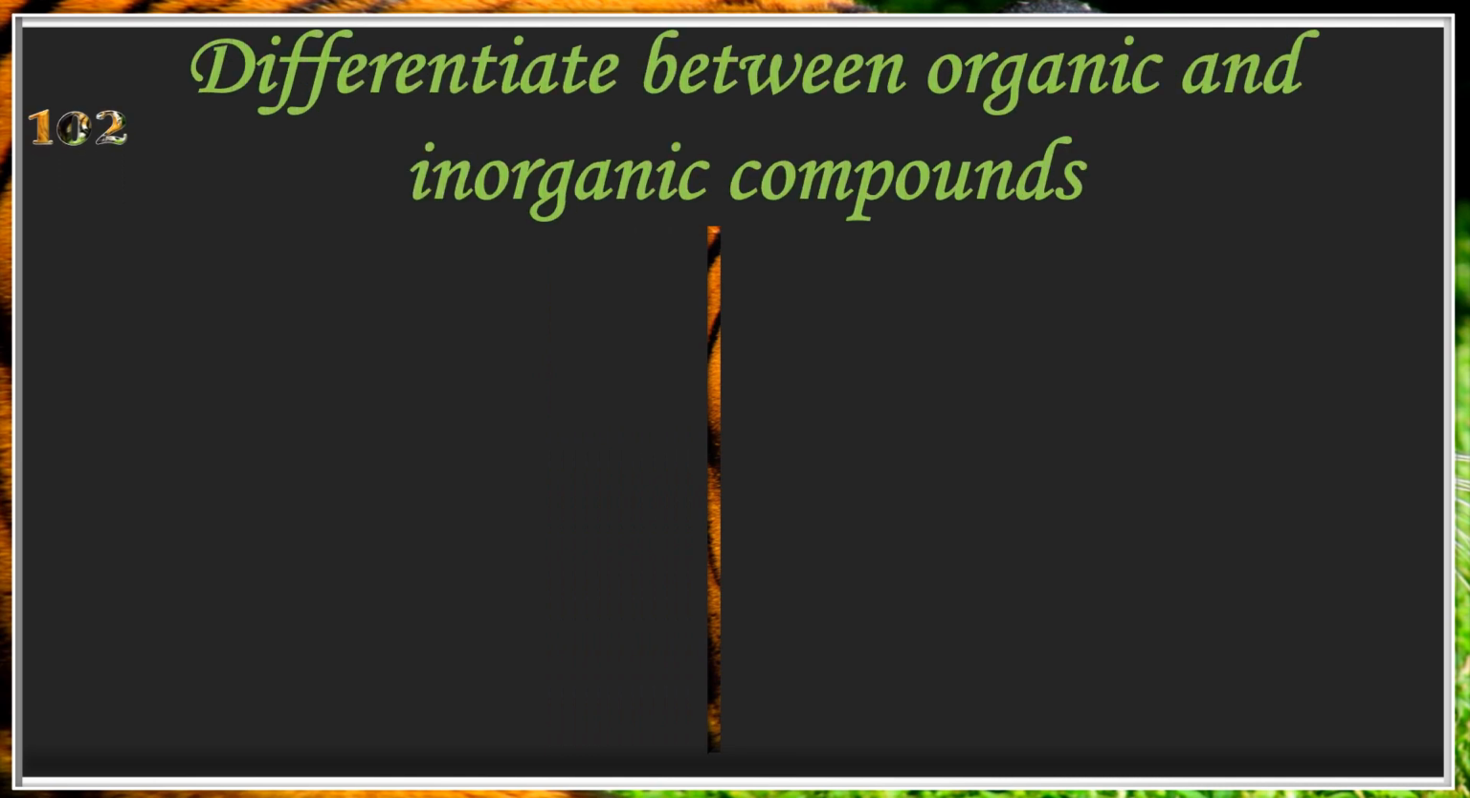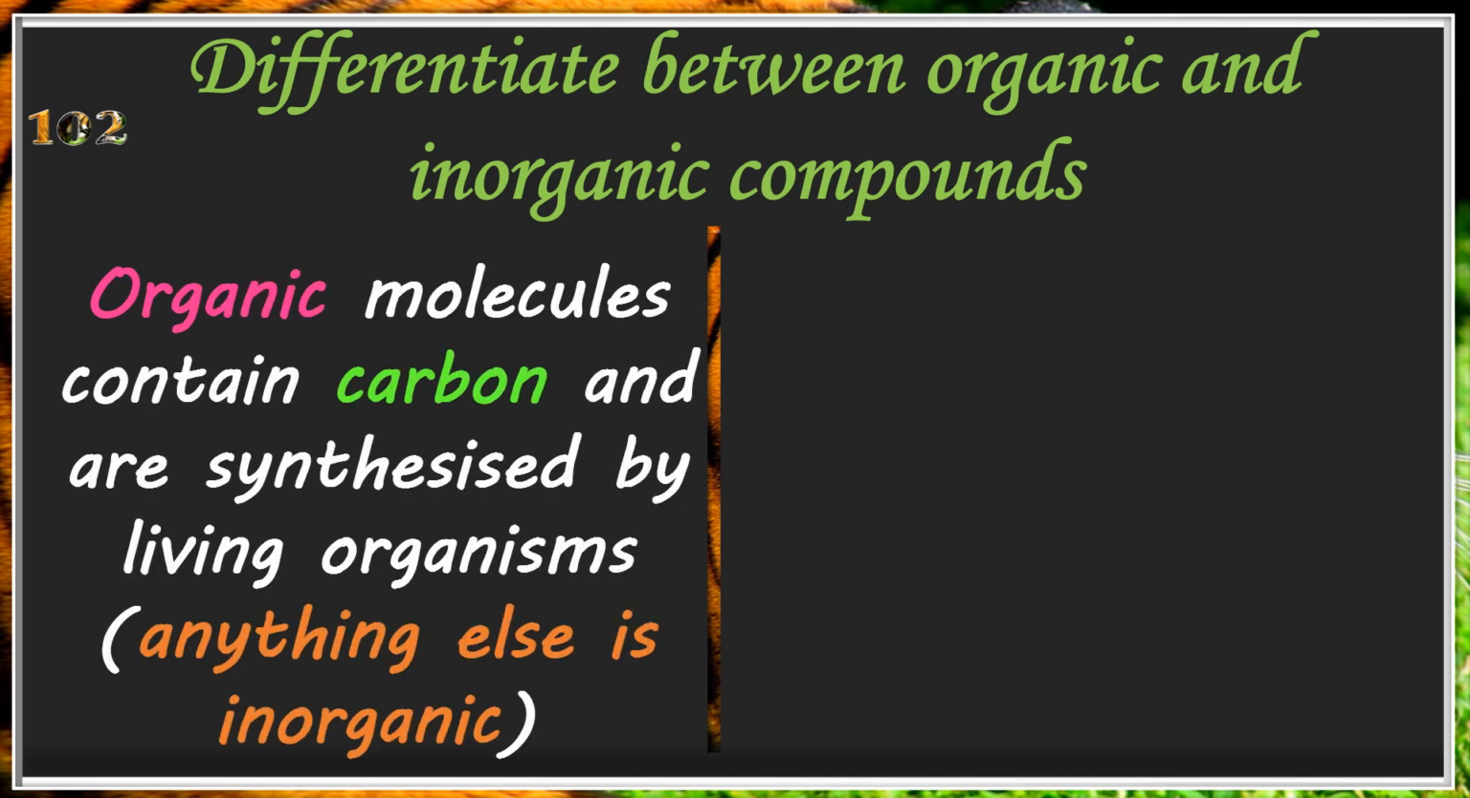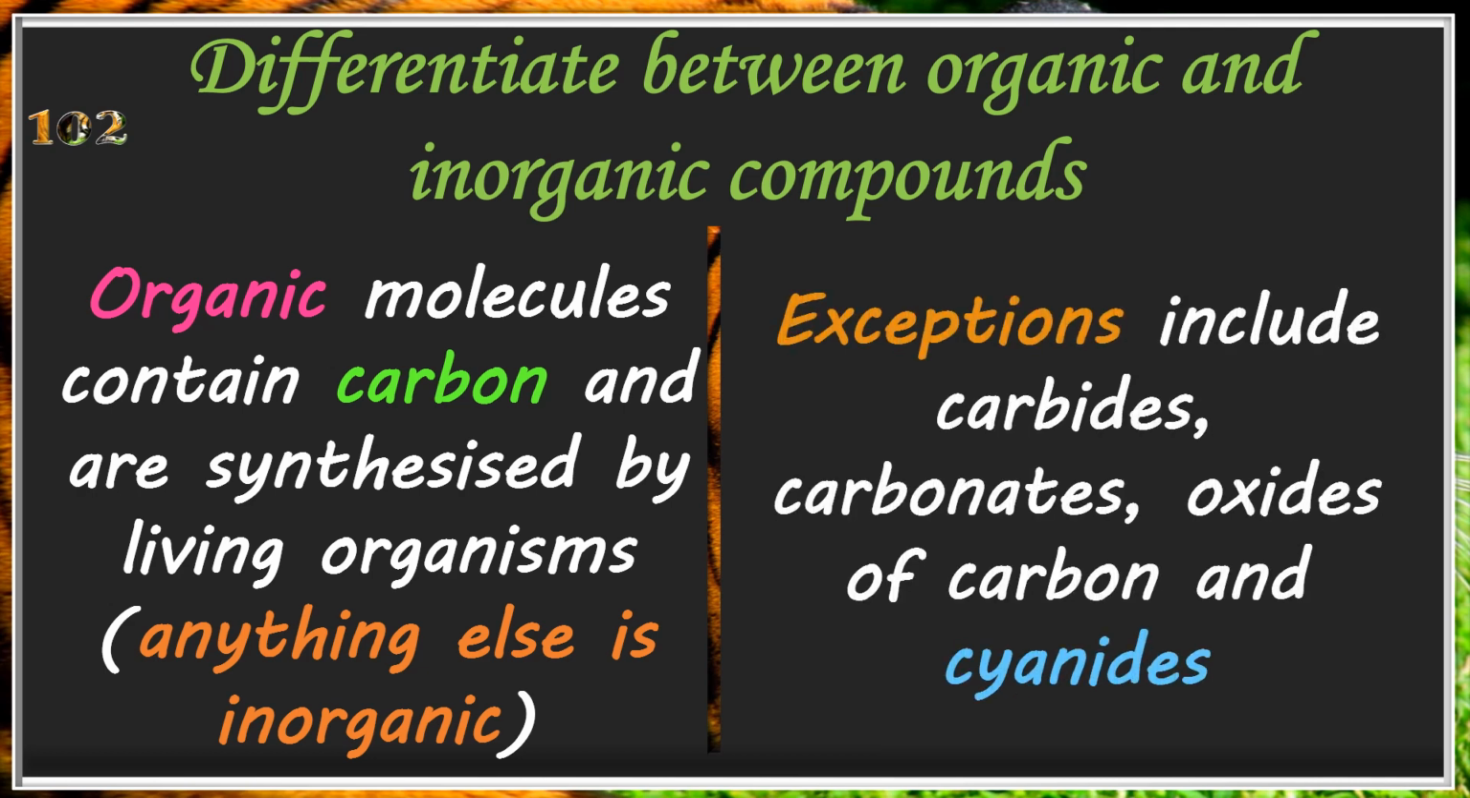Differentiate between organic and inorganic compounds. Organic molecules contain carbon and are synthesized by living organisms. Anything else is inorganic. Exceptions include carbamides, carbonates, oxides, and carbon cyanides.